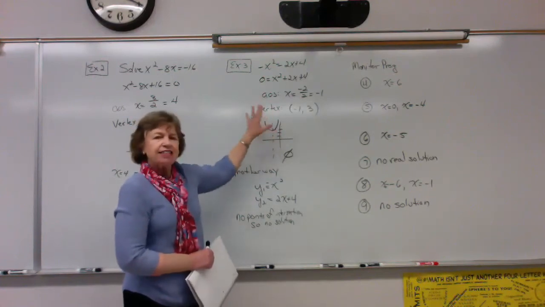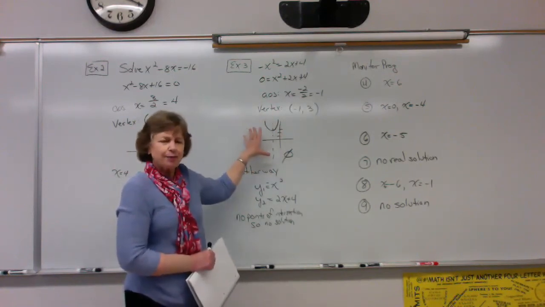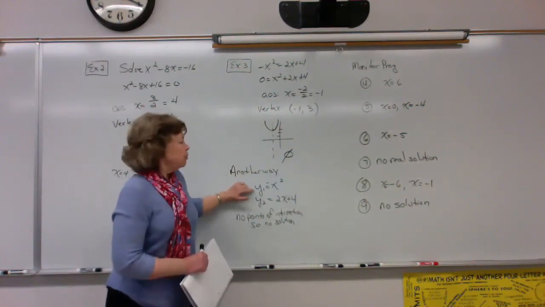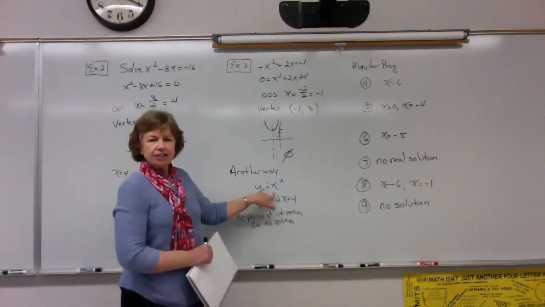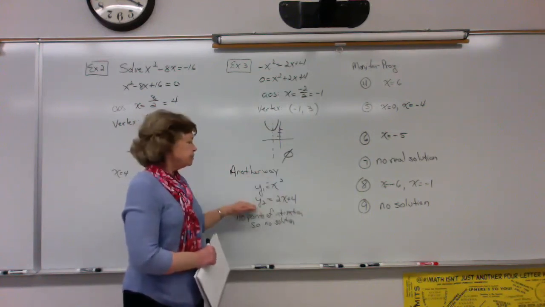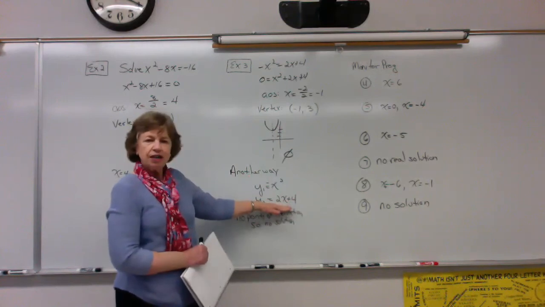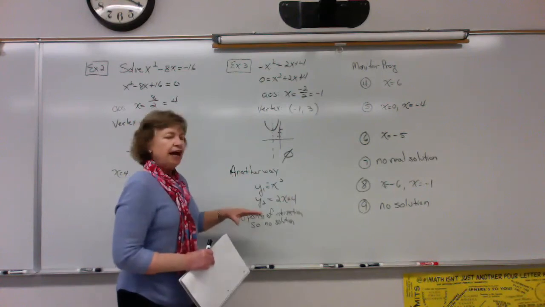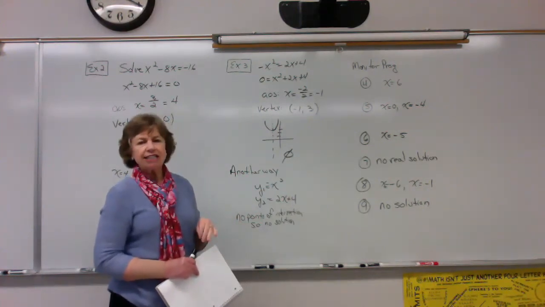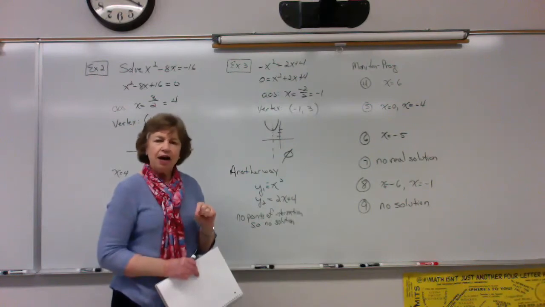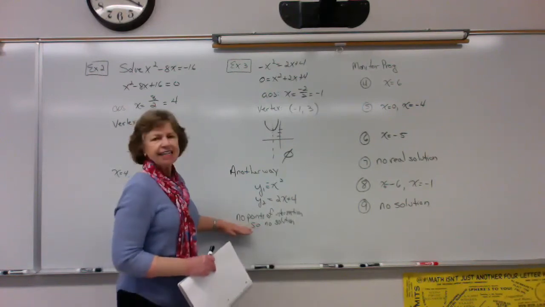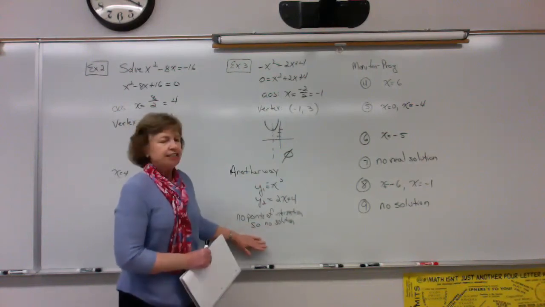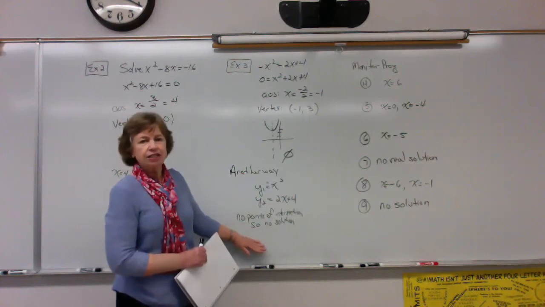Another way to solve these, if I've got factors on both sides, is with your calculator. So in your calculator, you could put y sub 1 equals negative x squared, and then y sub 2 equals 2x plus 4, and then zoom 6 to put it back in that standard window. What you're looking for is where those equations intersect. You want the x value of the point of intersection. Well, in this case, those equations did not intersect. There are no points of intersection, another way of seeing that there was no solution.